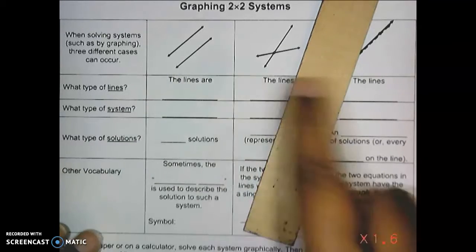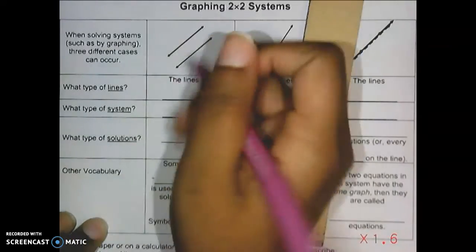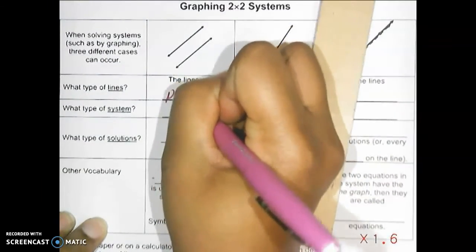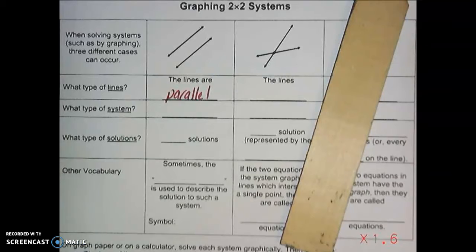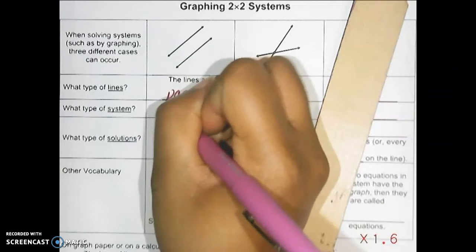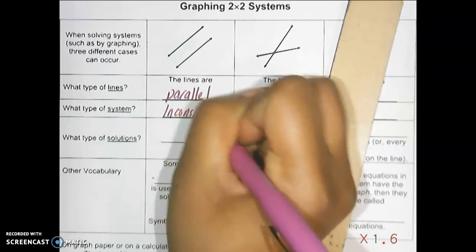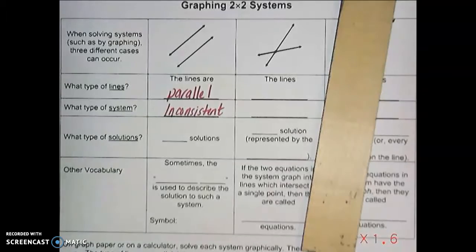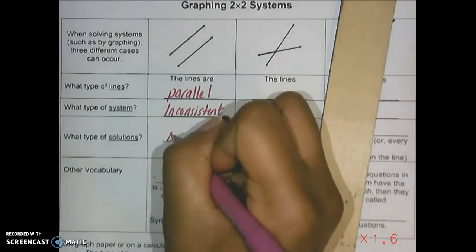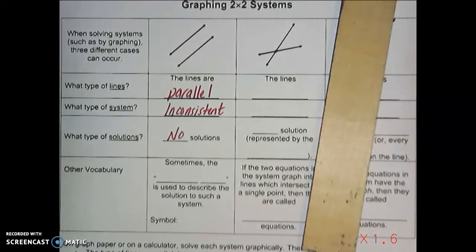These lines here are an example of lines that are parallel. And what type of system do we have with parallel lines? These consistently have the same slope. They will never, ever, ever touch. So we call these inconsistent lines. What type of solution do we have here? We have no solutions. Same slope, parallel, no solutions, never intersect.